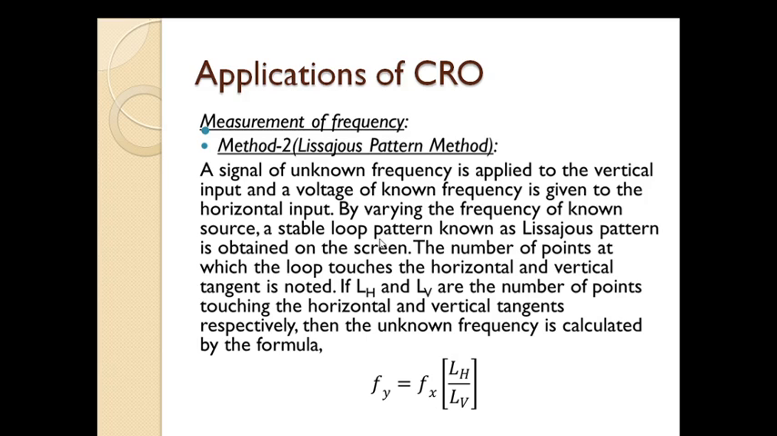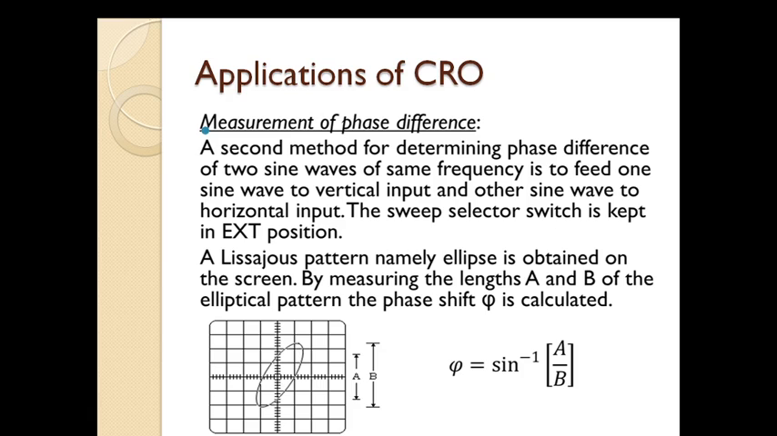A signal of unknown frequency is applied to the vertical input and a voltage of known frequency is given to the horizontal input. By varying the frequency of the known source, a stable loop pattern known as the Lissajous pattern is obtained. The number of points at which the loop touches the horizontal and vertical tangent is noted. LH and LV are the number of points touching the horizontal and vertical tangencies. Then the unknown frequency is calculated by using the below formula.